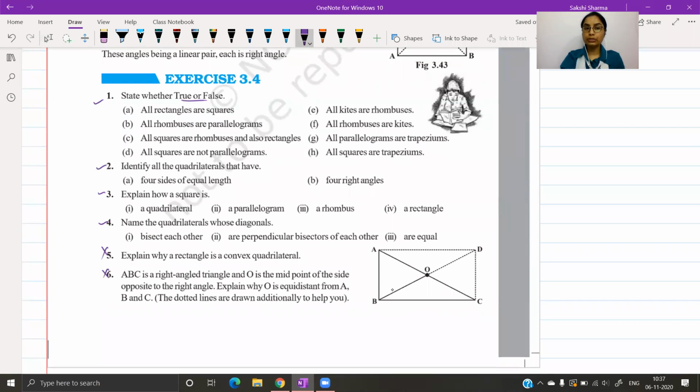So question number 2 is identify all the quadrilaterals that have all 4 sides of equal length. So there are 3 types of quadrilaterals and further 3 types of parallelograms. So in all, there are 6 names that you're familiar with. Out of those 6 names, parallelogram, trapezium, kite, square, rectangle, and rhombus. Identify the quadrilaterals which have 4 sides of equal length.